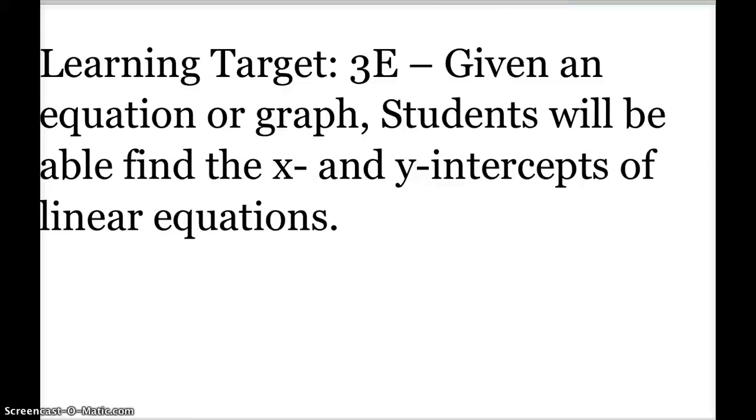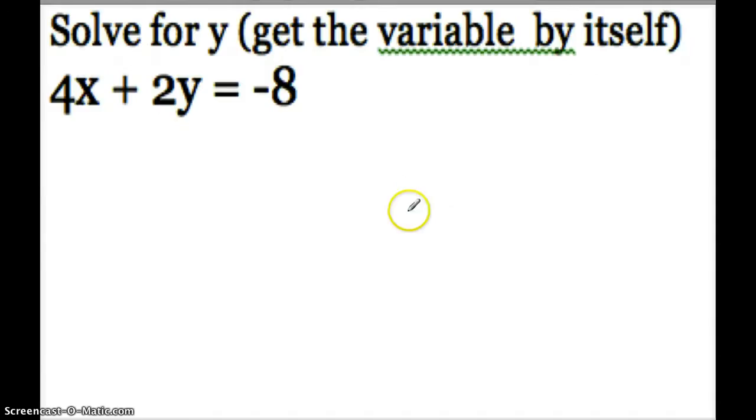Okay, so today's learning target is 3E, which means we are going to find the x and the y intercepts of points. So, x and y intercepts. Your do now is again a review from the last unit. We want to get the variable by itself. This time we want y by itself.